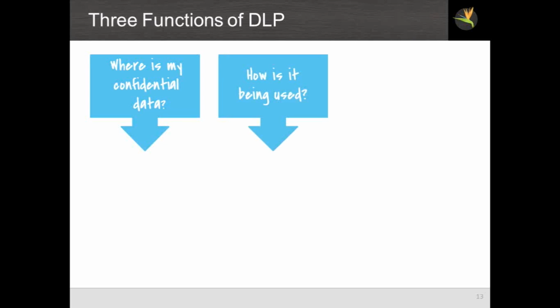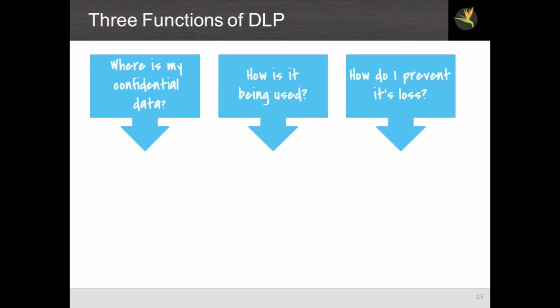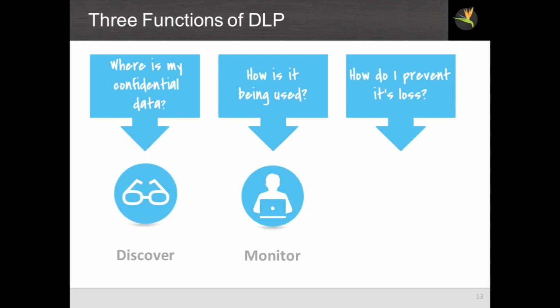The three basic functions of DLP seek to answer some of the fundamental questions an organization is asking about their data. Where is my confidential data? How is it being used? And how do I prevent its loss? These translate technically into discovering, monitoring, and protecting data.